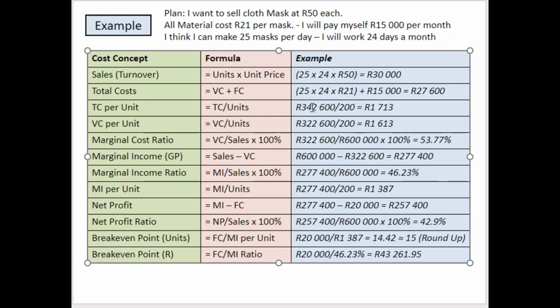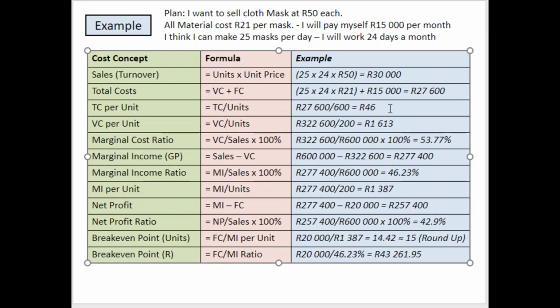Okay, what is my total cost per unit? It is the total cost that I've just calculated, the 27,600, divided by the number of masks that I'm going to make. Really, by now I should know what 24 times 25 is, but I don't. So let me quickly check, it's 600. I'm going to make 600 masks a month, and 27,600 divided by 600 is 46 Rand. Oh, wow. That is my total cost per unit. It's 46.